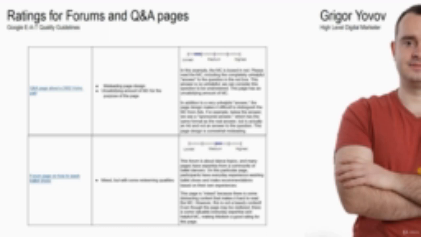Let's see what Google says and what should be the comment regarding this rating. In this example, the main content is boxed in red. Please read the main content, including the completely unhelpful answer to the question in the red box. This answer is so unhelpful we can consider this question to be unanswered. This page has an unsatisfying amount of main content.